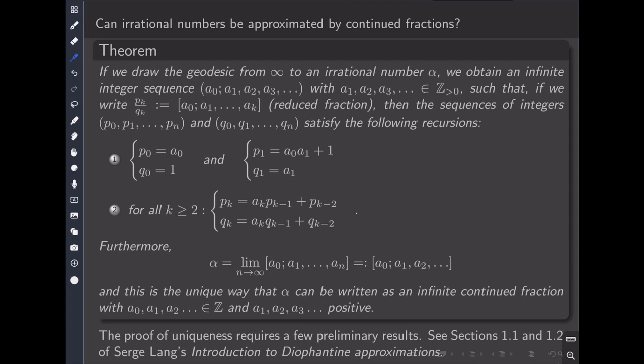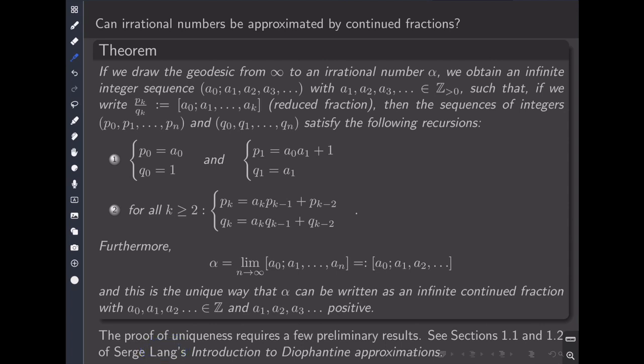The proof of uniqueness actually is very similar to the proof that for a rational number there are exactly two. There is a kind of key lemma that one uses in both theorems, for exactly two in the rational case and exactly one in the irrational case. Maybe that's all I'm going to say about the uniqueness. Lang does it very nicely.